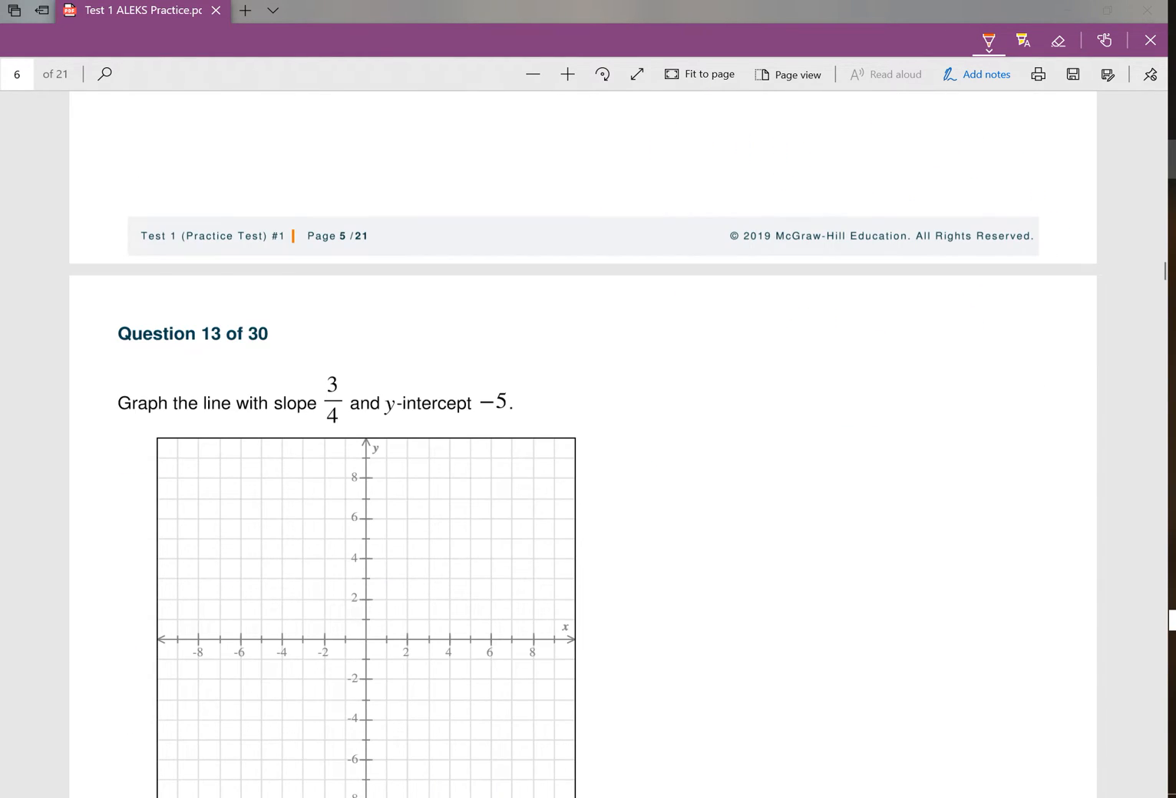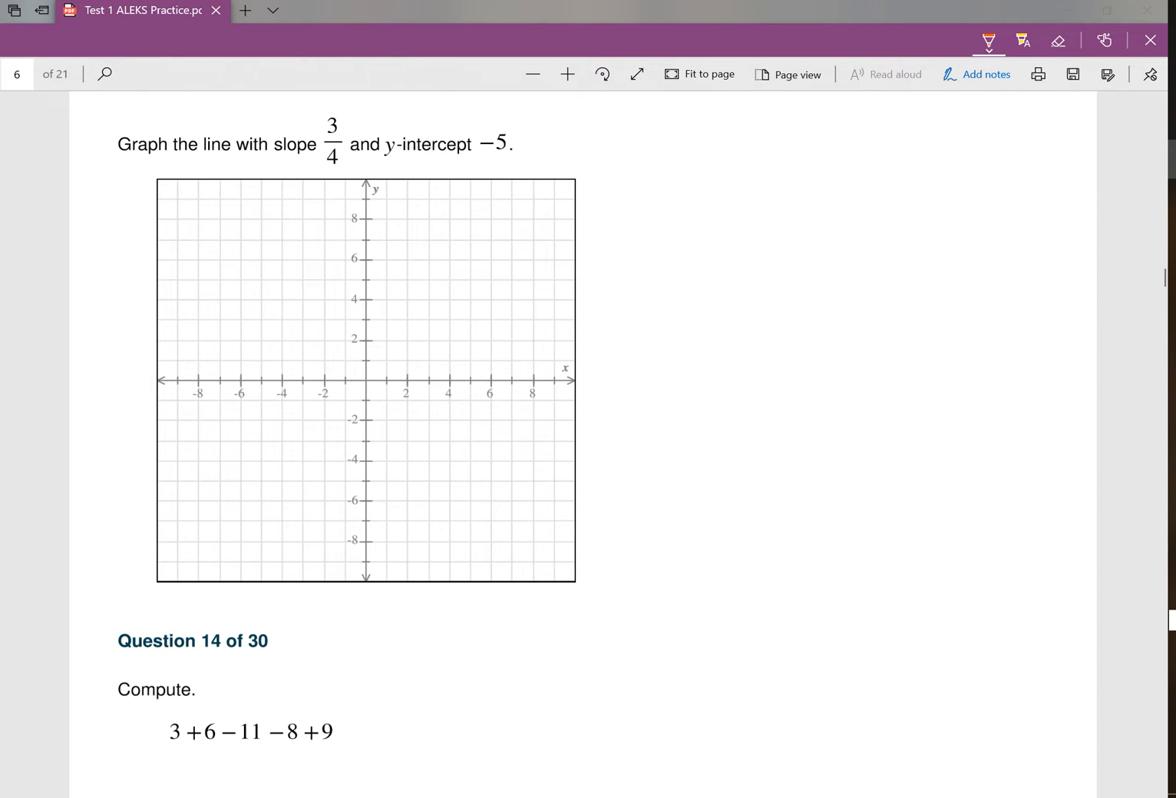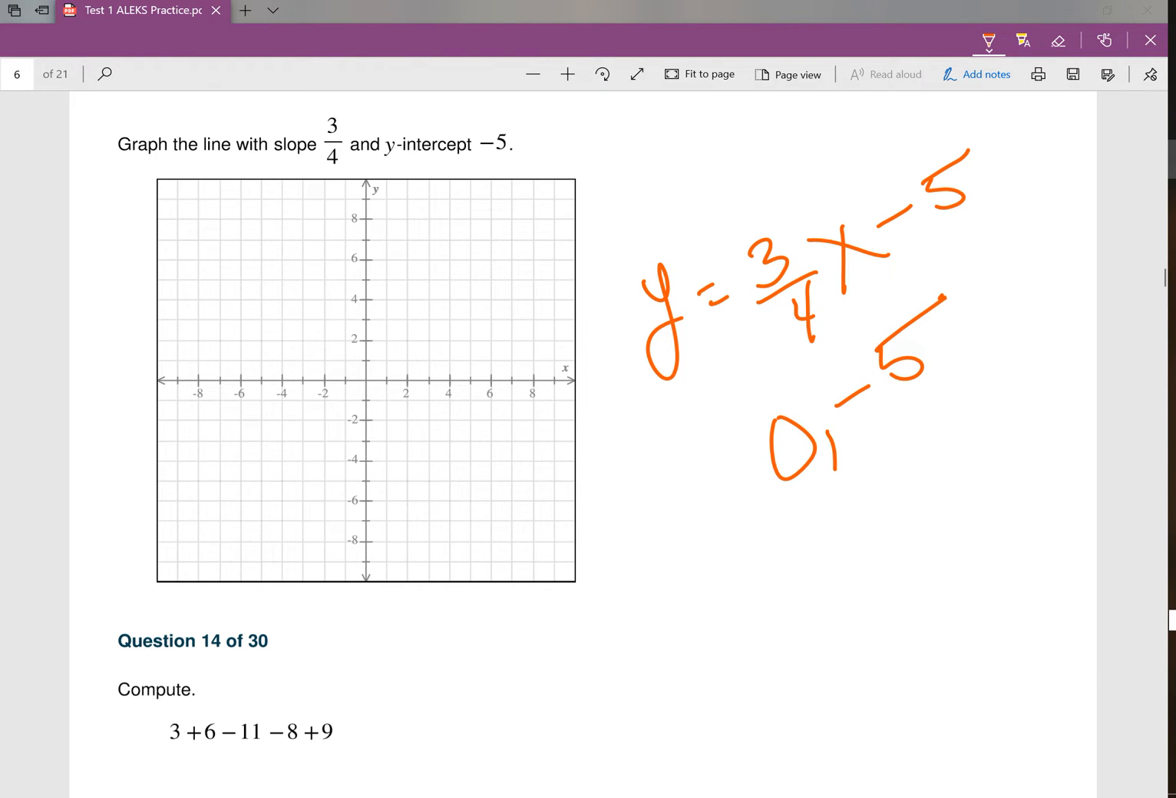Alright, number 13. It says graph the line with the slope 3 over 4, so y equals 3 over 4x, and the intercept is negative 5, which means that when x is 0, y is negative 5. So 0, negative 5 puts me here. According to my slope, I'm going to go up 3 units, and I'm going to go over 4 units. And that's my new point.